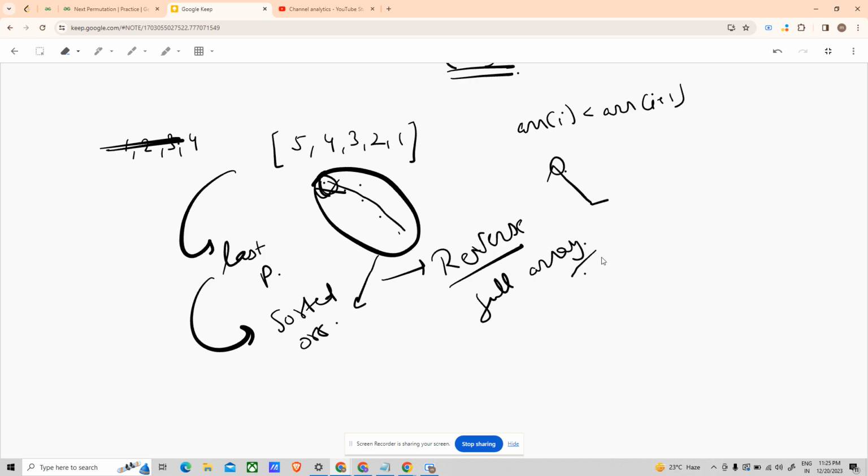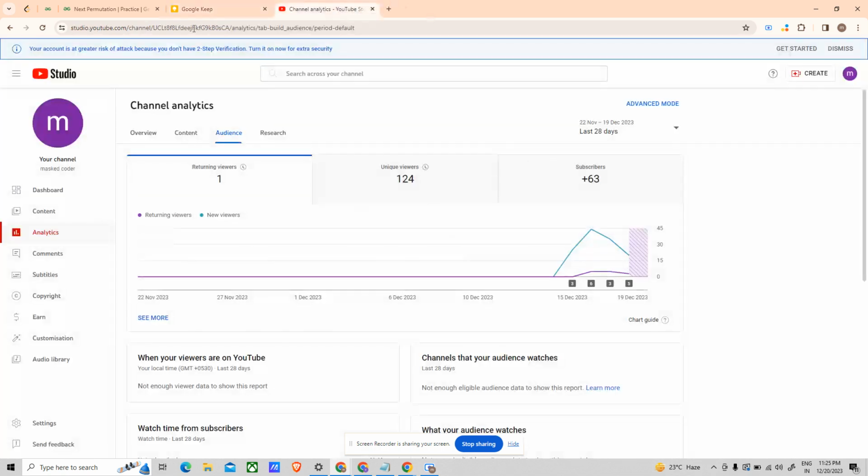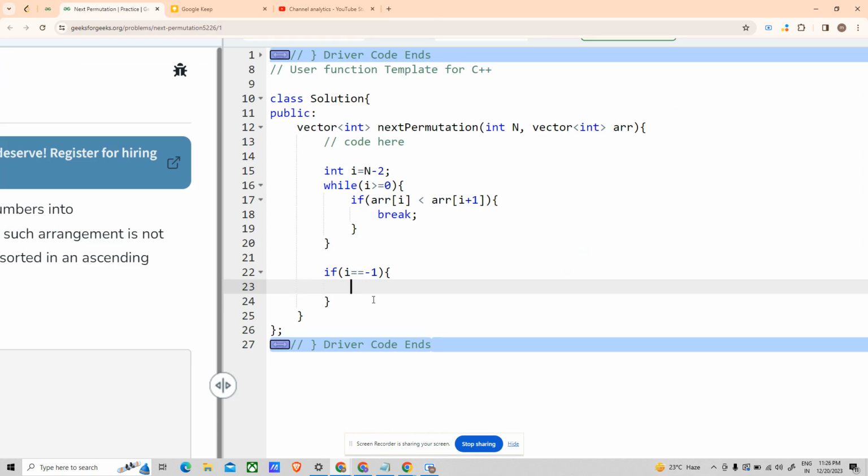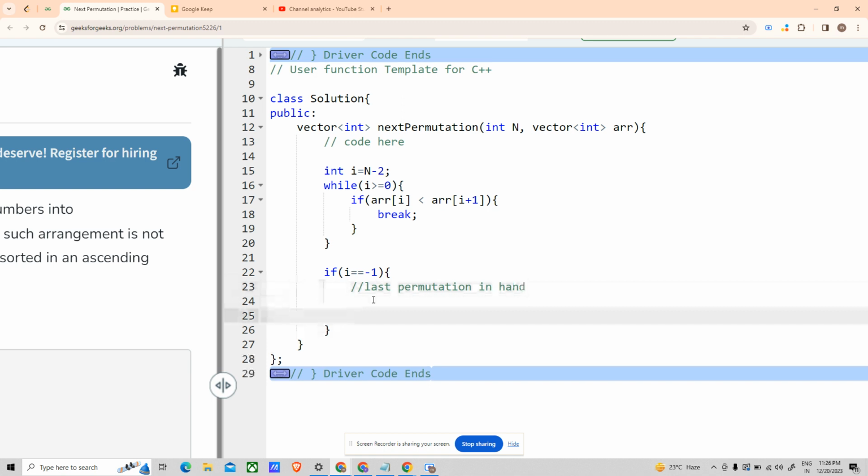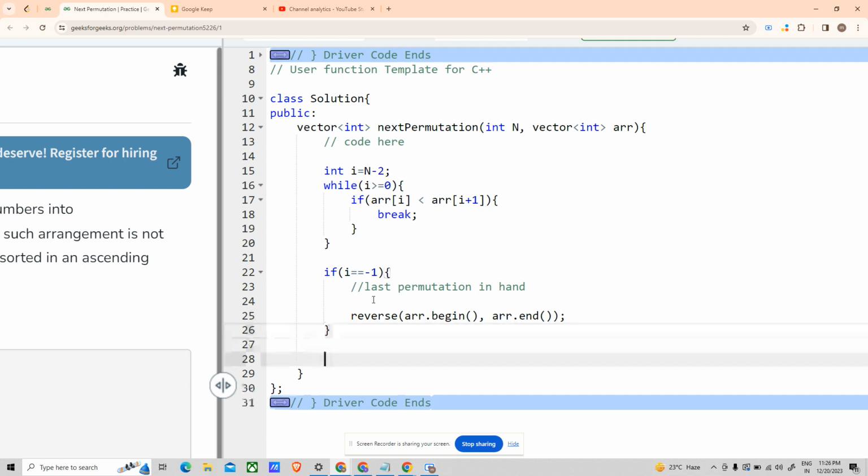Okay, so let's see how we have to code it. If i equals -1, we have the last permutation in hand. So what we have to do is reverse it. Reverse arr.begin() to arr.end(). This is a vector STL. I hope you know it. Else, what we had to do?